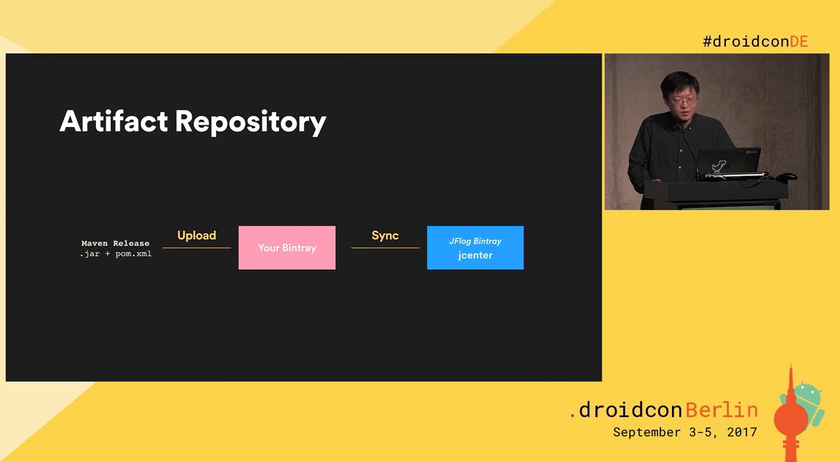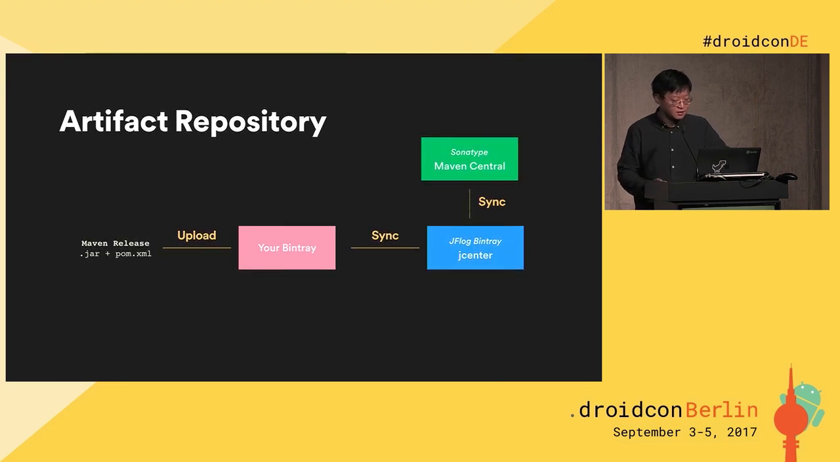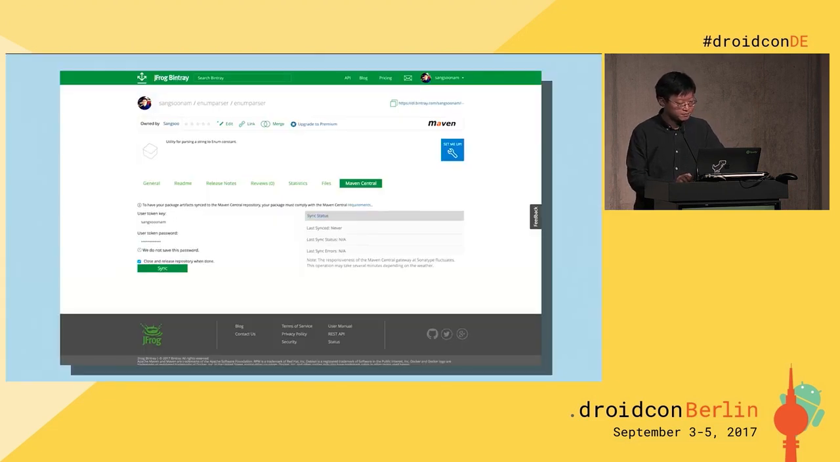It is possible to upload directly to the Maven Central. However, it is much easier going through the JCenter. We'll explain shortly why that is easier. And BinTray supports a syncing mechanism to JCenter and Maven Central. So after setting up every syncing, when you upload to your BinTray, it will go to the JCenter and also Maven Central. But let's try to do that manually first.